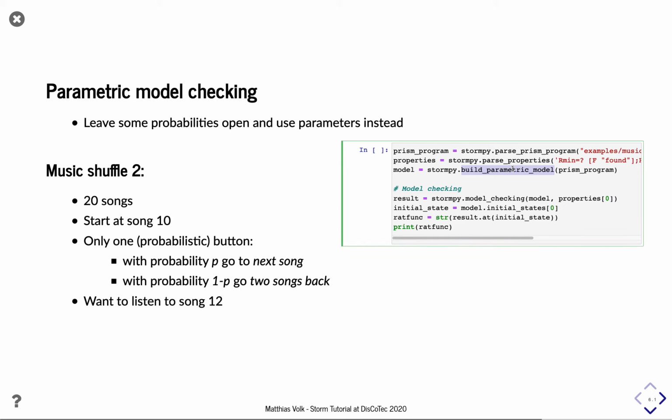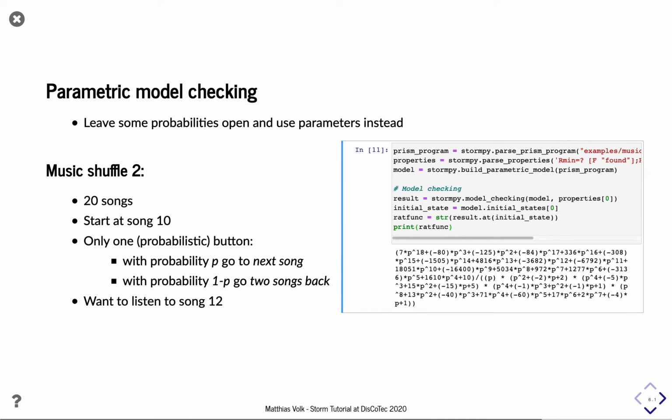The thing which changes here is that we build a parametric model now. And then we do the model checking again, and we can print the result. And the result looks like this. This is a rational function in the parameter p. That means depending on the probability p, we get different probabilities. And as we can see already for such a small example, the rational function can get quite complex.